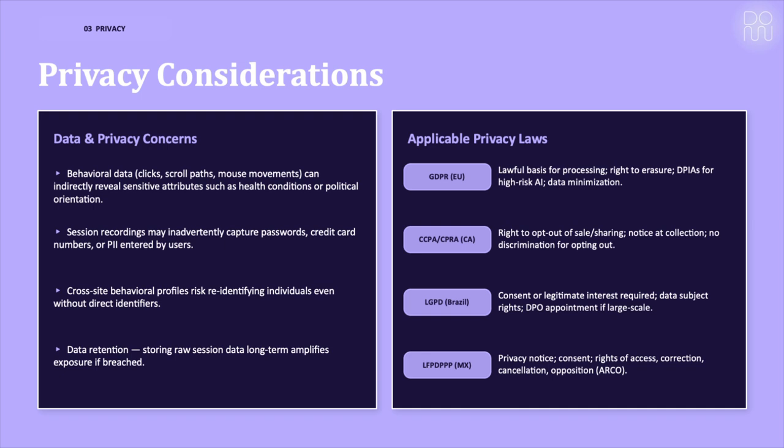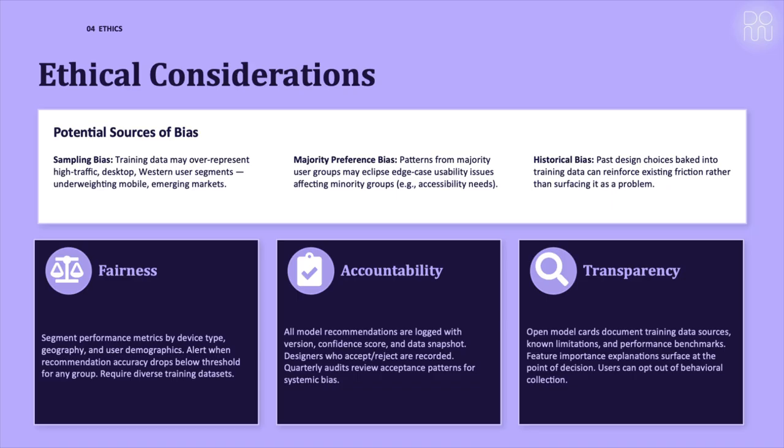For California, we can have the CCPA and the CPRA, the right to opt out of sale or sharing, because we might be using notice at collection or no discrimination for opt out. In Brazil, we could be having issues with consent or legitimate interest required, data subject rights, and DPO appointment if large scale. And in Mexico, particularly, we have a privacy notice, consent, rights of access, rectification, cancellation, and opposition, like ARCO. For the ethical considerations, we might have potential sources of bias because we're sampling a lot of information.